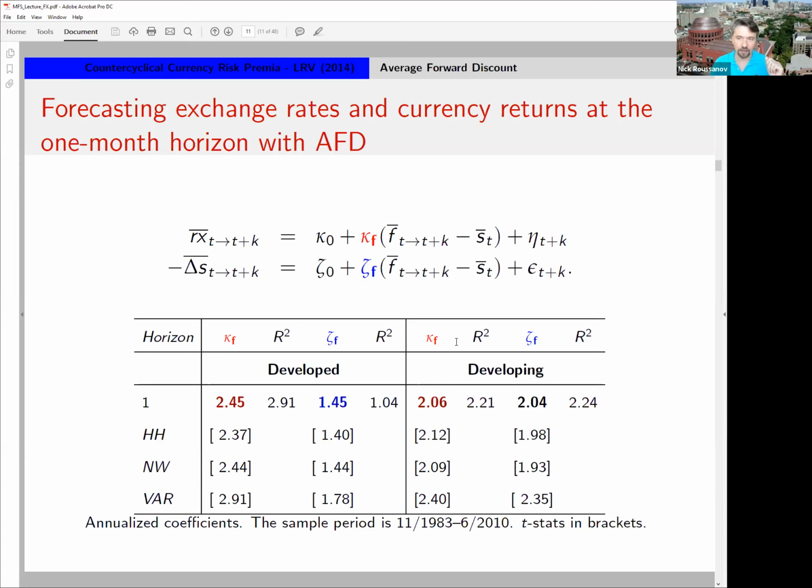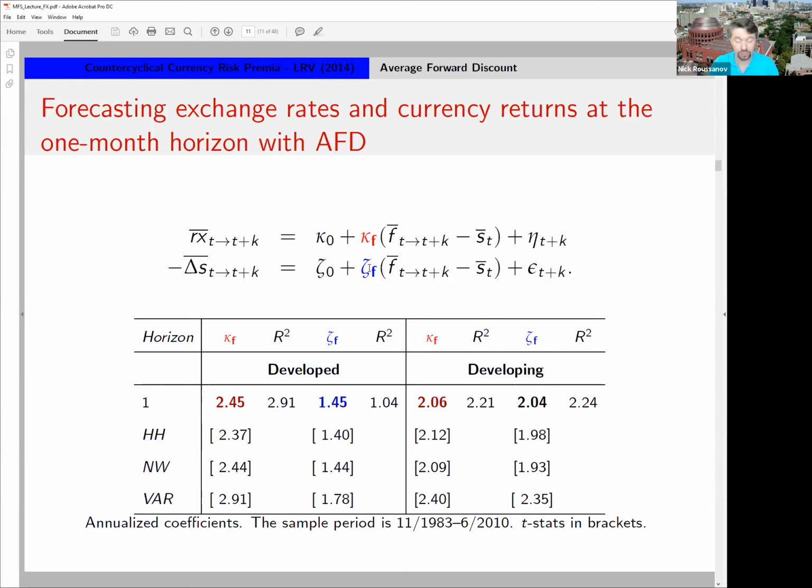So basically, these are what Adrien showed in the beginning out of the Fama regressions, where you would expect the kappa coefficient to be 0 and the zeta coefficient to be negative, so that high interest rate currencies subsequently depreciate.